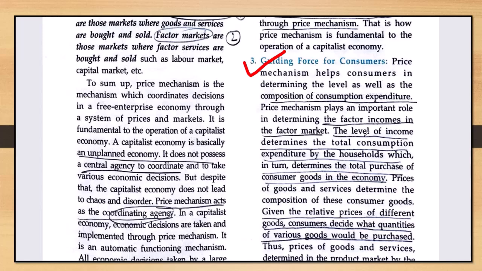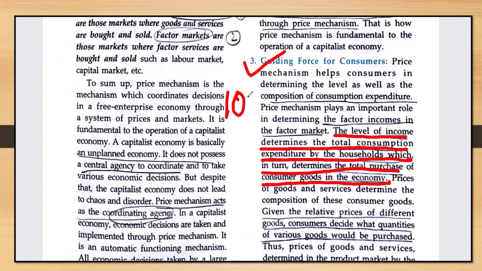So basically, the price mechanism, through the determination of price, also guides us in determining our consumption expenditure. The level of income determines the total consumption expenditure by the households, which in turn determines the total purchase of consumer goods in the economy. So, what is said over here? Since you are aware of the price of the commodity, since this price is determined by the automatic flow of demand and supply, and you are also aware that your income is fixed, the level of income is already provided for the consumer, so it becomes easy to make various decisions on the consumption pattern.